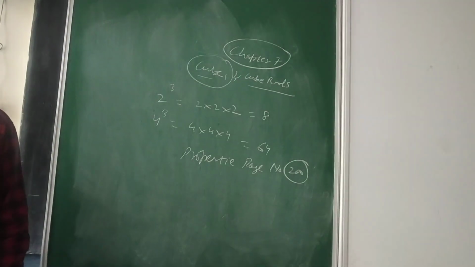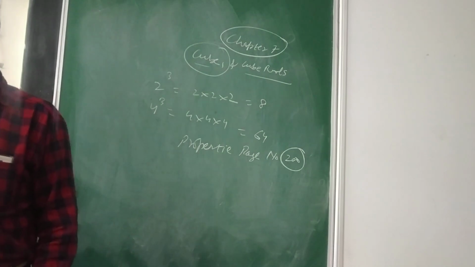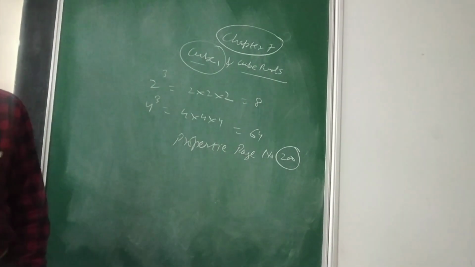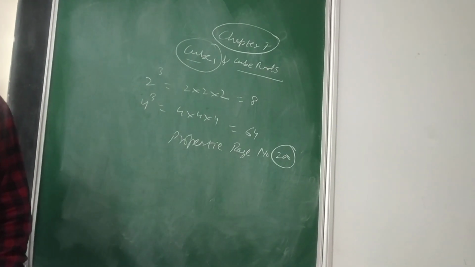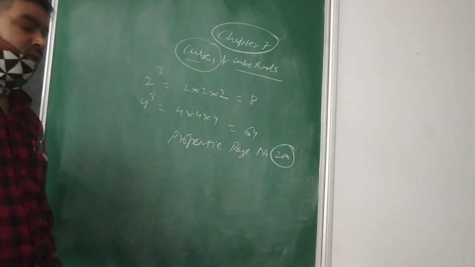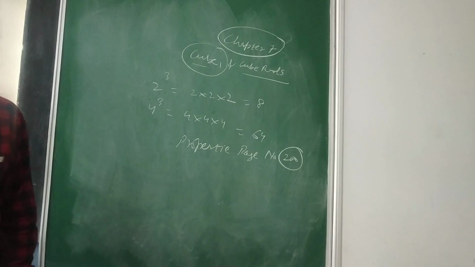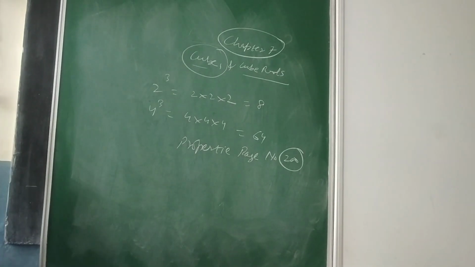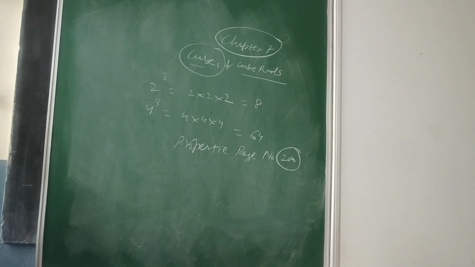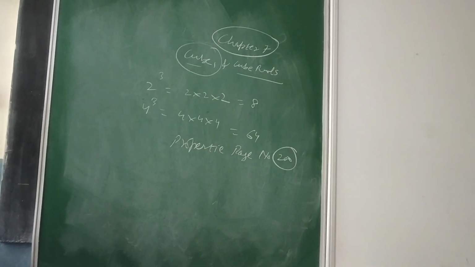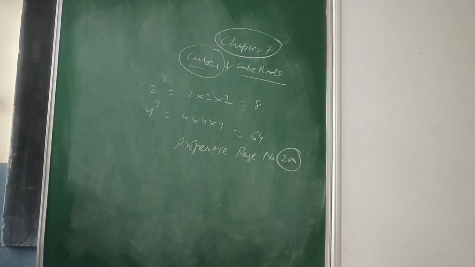I am reading and explaining again to you the meaning of cube and cube root. Your first property is cube of an even number. Cube of an even number is always even. Like I have taken here 2. Cube of 2 is what? 8. So 8 itself is again even. Cube of odd is always odd. Examples are also given. Cube of negative is always negative.